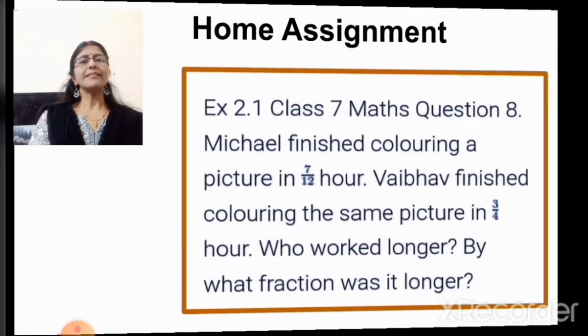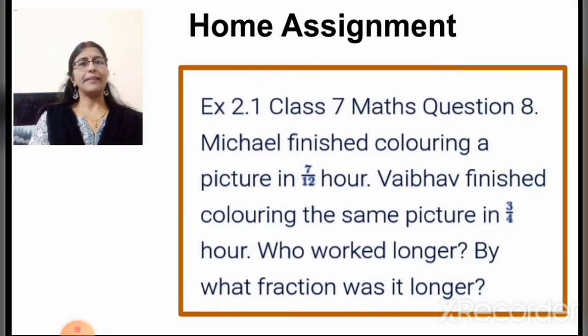Now children, this is your home assignment. This is question number 8. This is again a word problem. I am reading the question. Michael finished coloring a picture in 7/12 hours. Weber finished coloring the same picture in 3/4 hours. Who worked longer? By what fraction was it longer?